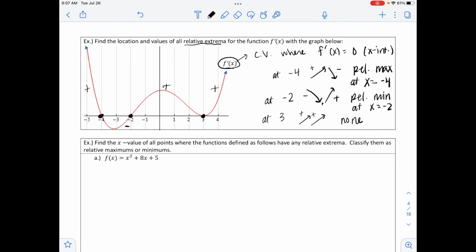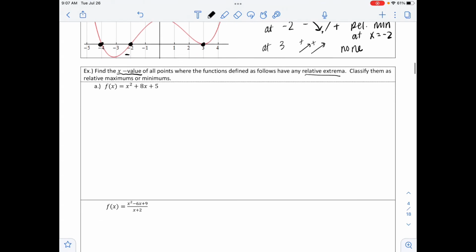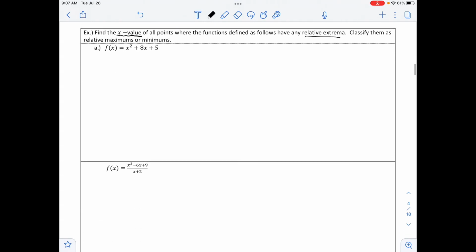The next example says find all the x values of the points where the function defined as follows has any relative extrema. Classify them as relative max or mins. And so the first part that we have here is f of x equals x squared plus 8x plus 5. And so for this, in order to find these relative extremas, we first need to take a derivative. So we're going to find f prime of x.